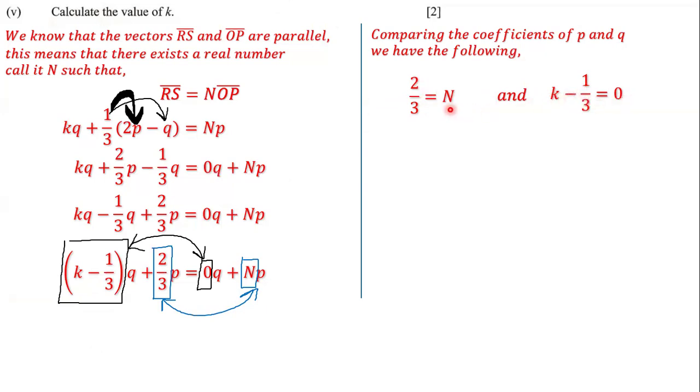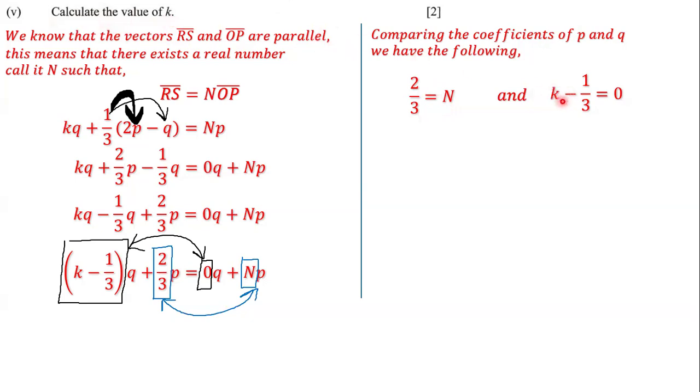And so that's good because we have the equations. We know explicitly that n is equal to 2 over 3. But we didn't need to figure out what n is. That's not what the question asks us for. The question really wants us to determine what is the value of k.